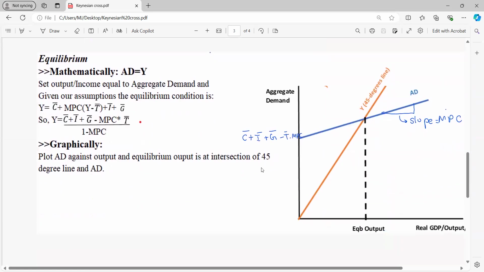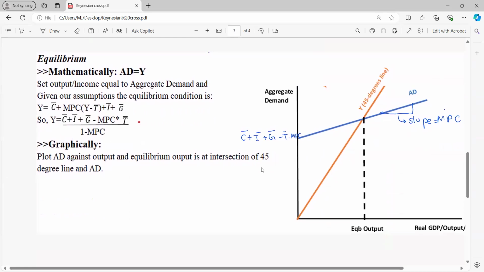Now, if we move on to equilibrium, so goods market equilibrium in the Keynesian cross, mathematically, if we want to solve for it, it's going to be where we set our aggregate demand equal to our output or income.